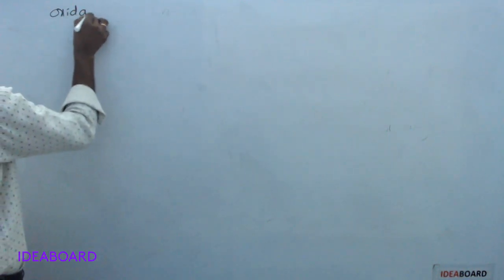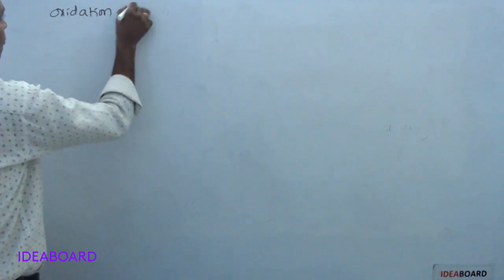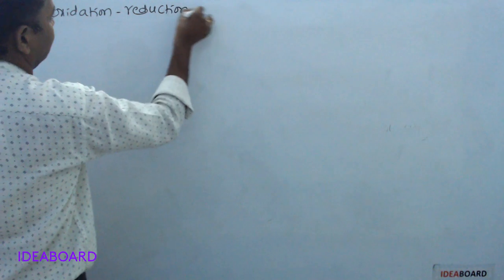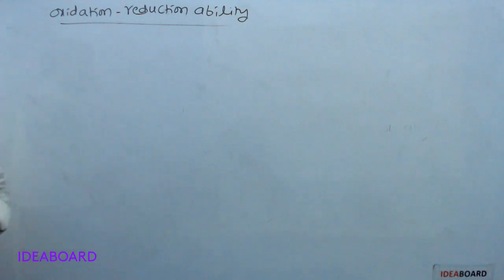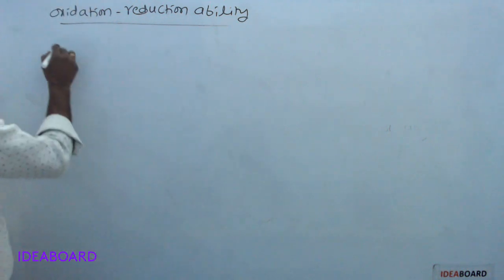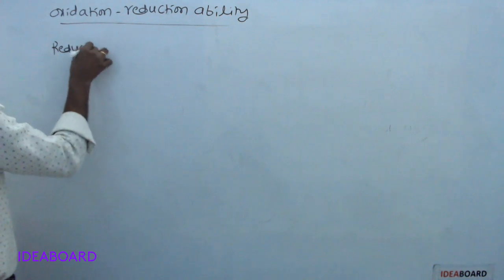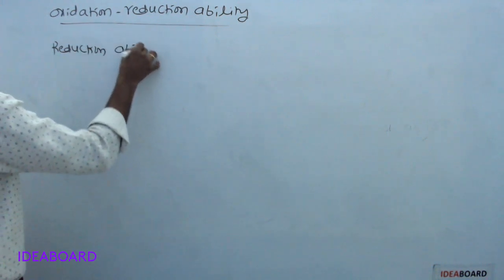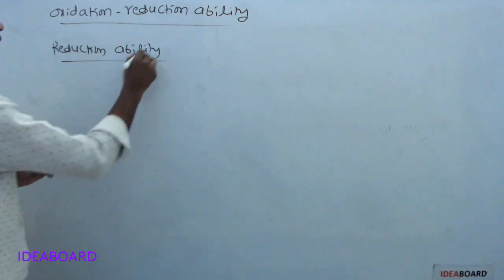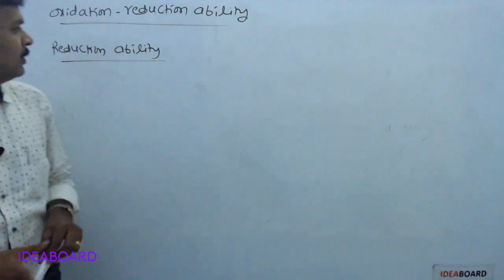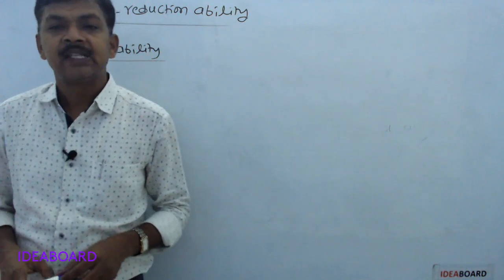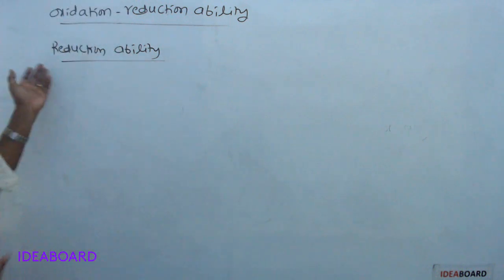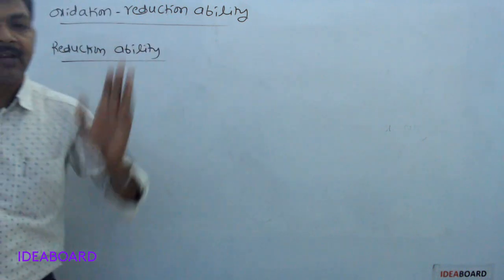Oxidation and reduction ability. First let me explain reduction ability. Reduction ability means tendency of an element to supply one or more electrons. Tendency of an element to supply or to lose one or more electrons is called reduction ability.